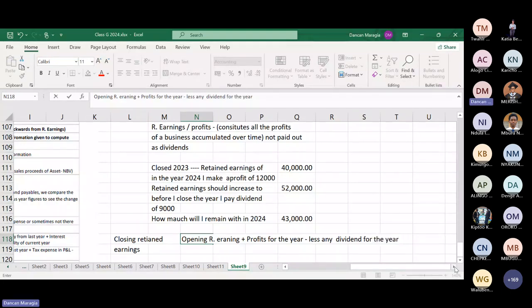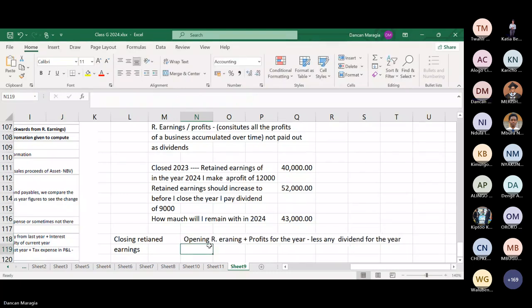So my question now comes, if I give you opening retained earnings, I give you closing retained earnings, and I give you dividend paid for the year, can you find the profit for the year as the missing figure in that equation? Yes, we can find the profit.